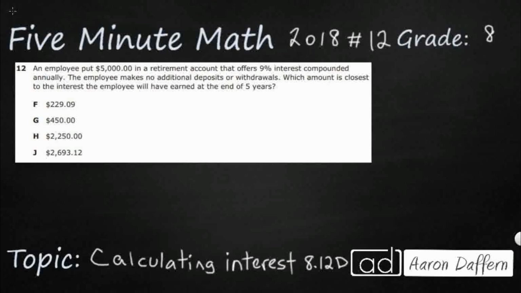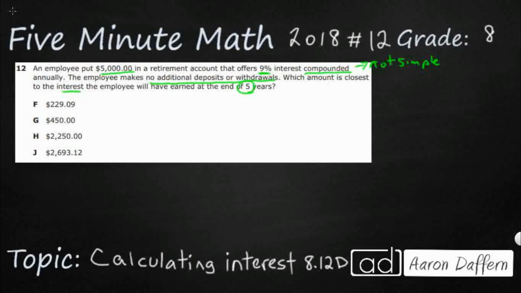So we have an employee putting $5,000 into an account. 9% interest is being earned on that, and it's compounded annually. So this is not simple interest. That's going to be important because you calculate simple and compound interest differently. Makes no additional deposits or withdrawals. That simply means the principal is not going to change. So what is the closest interest amount to the interest we'll have earned at the end of 5 years?